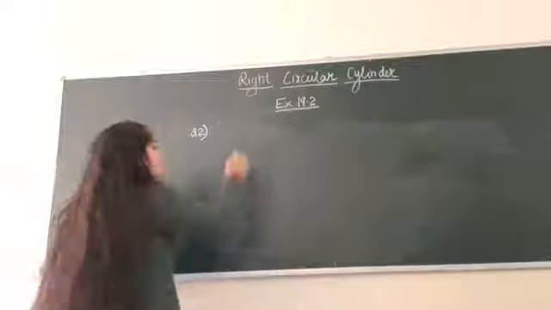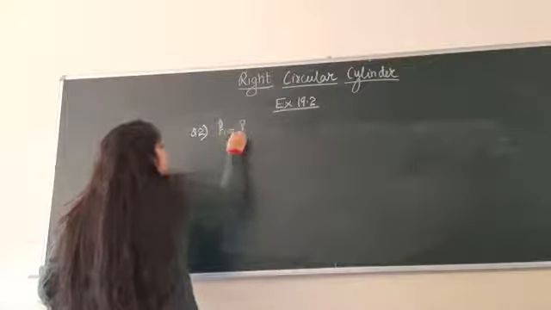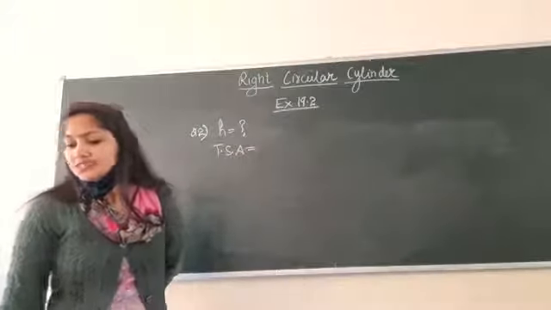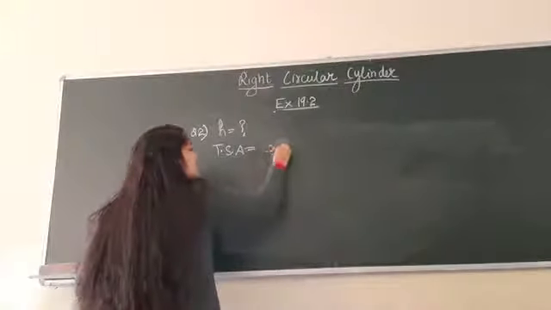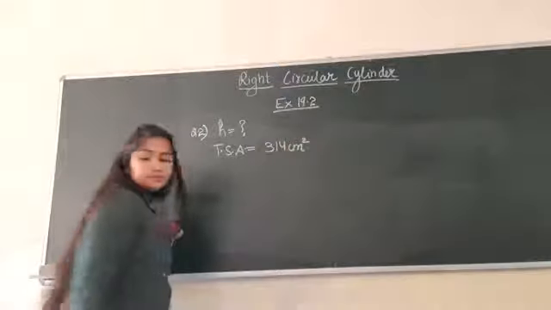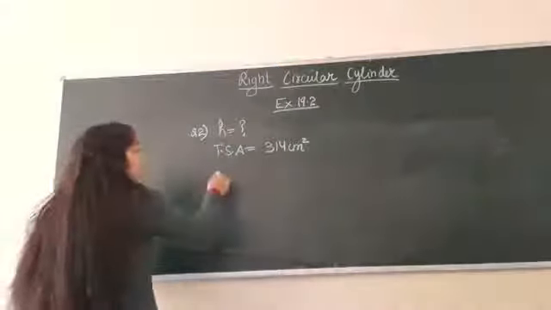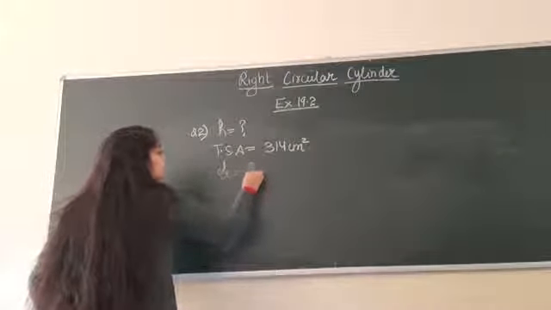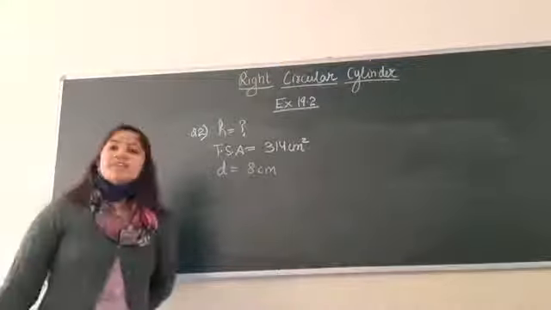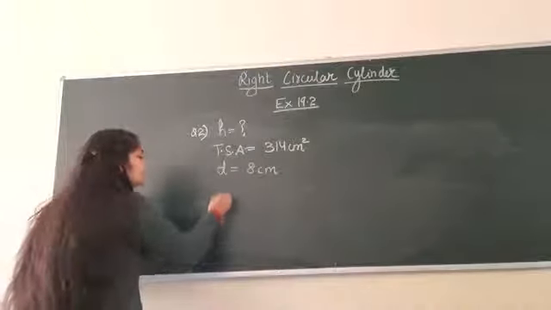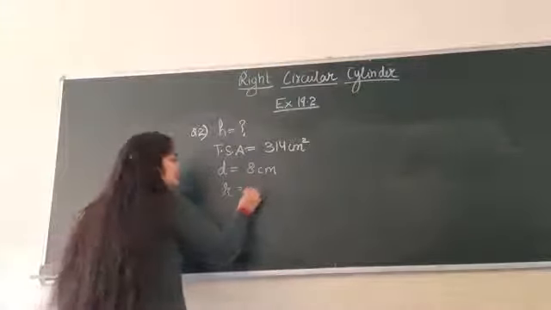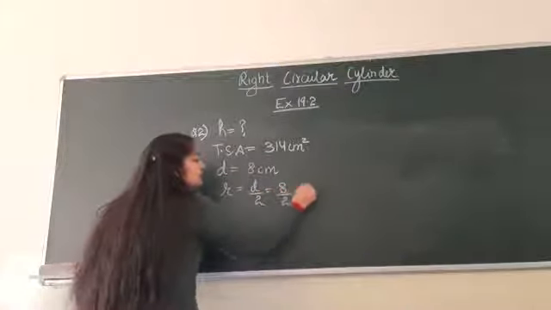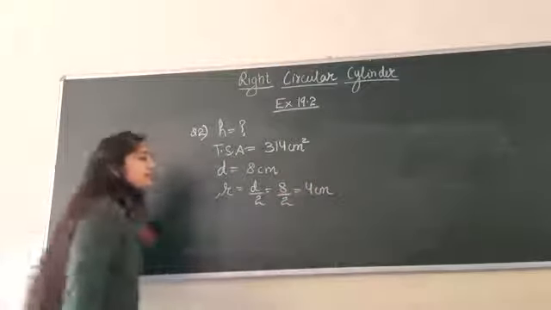Okay. So you have to calculate the height of the cylinder. Total surface area is given to you. It is 314 centimeters square. Diameter of the base is given to you, and that is 8 centimeter. So if diameter is 8 centimeter, what will be your radius? 4. So radius is equal to 8 upon 2, and that is equal to 4 centimeter.